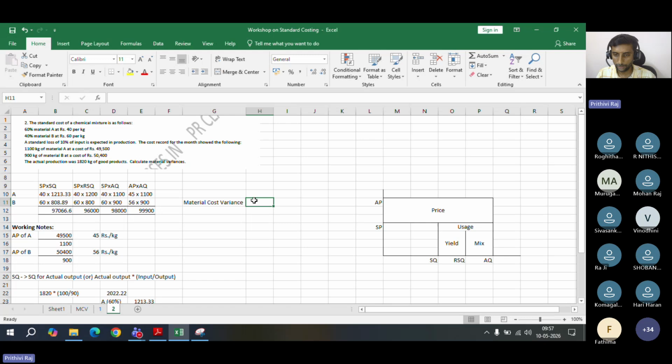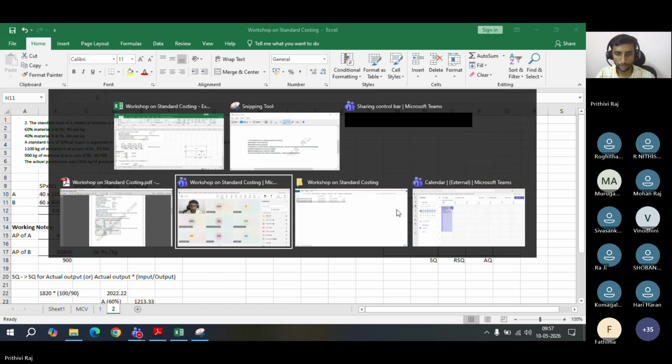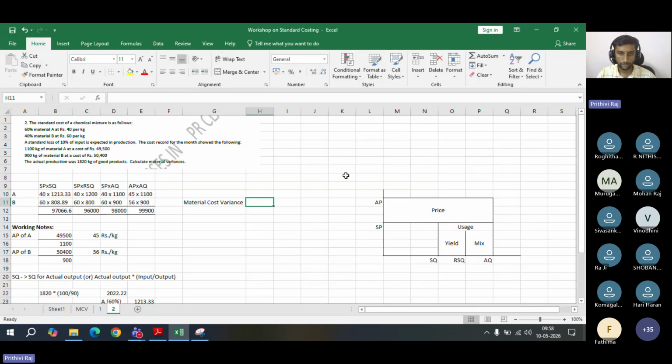Students, if anyone did not understand the graph and how to derive the formula, just let me know now itself. Because the subsequent graphs like labor, overhead, profit, sales, everything follows the same logic. So you should be strong with this graph. SP into SQ minus AP into AQ.